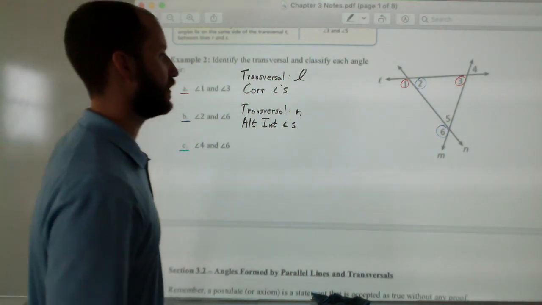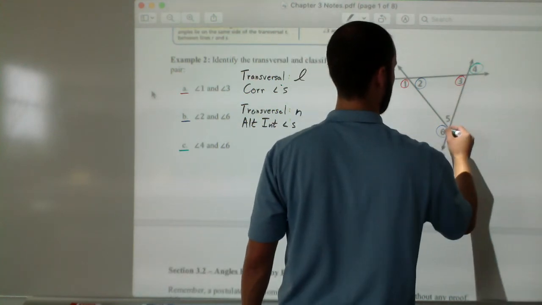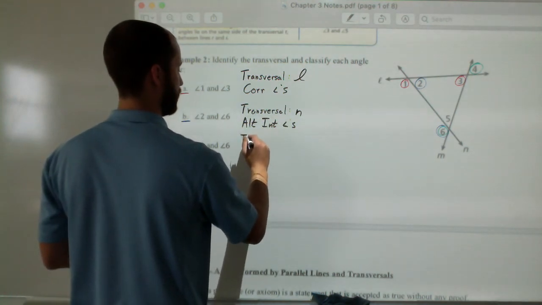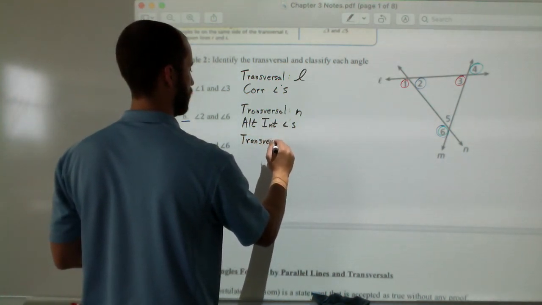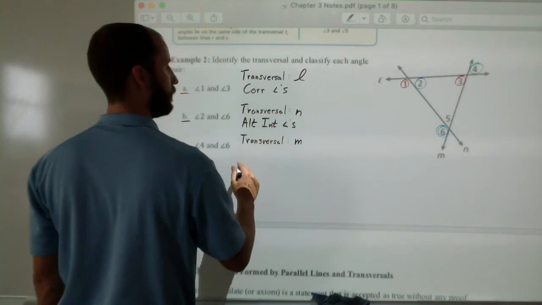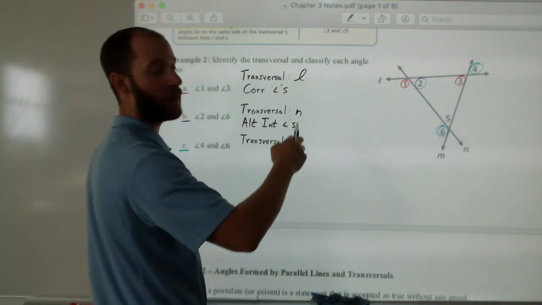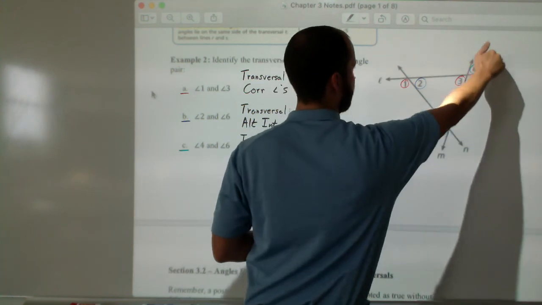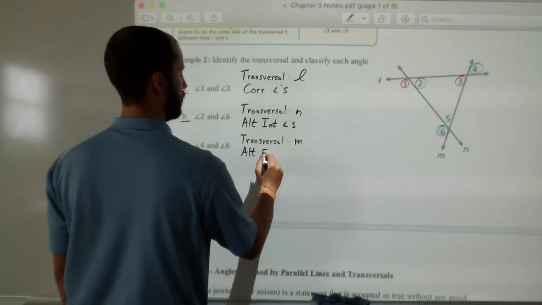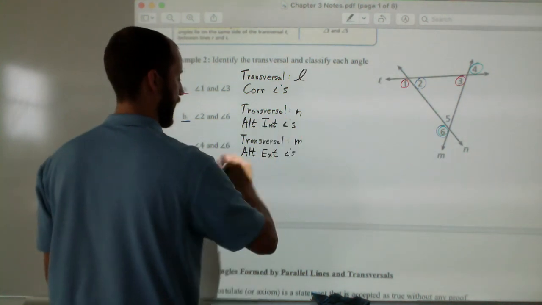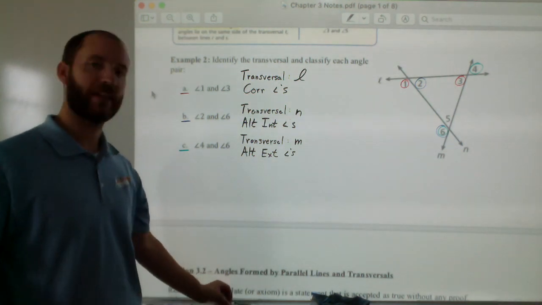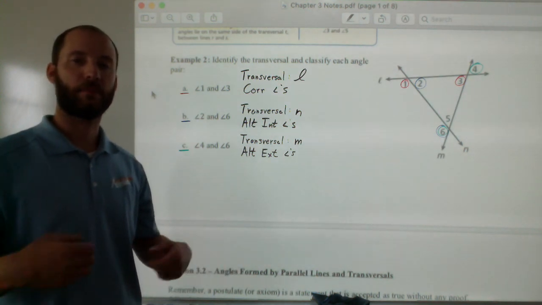Example C, let's do this in green, 4 and 6. So 4 and 6, the line that they have in common with each other, their transversal, is line M. They have line M in common with each other. They're on opposite sides of line M, and then they are outside of N and L. So opposite sides and outside, alternate exterior angles. So make sure you can fit the definition, where are they relative to each other, and then apply the proper vocabulary.